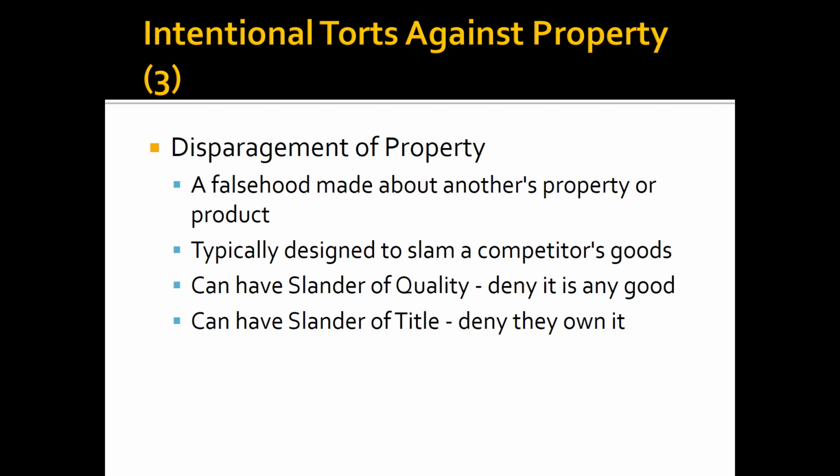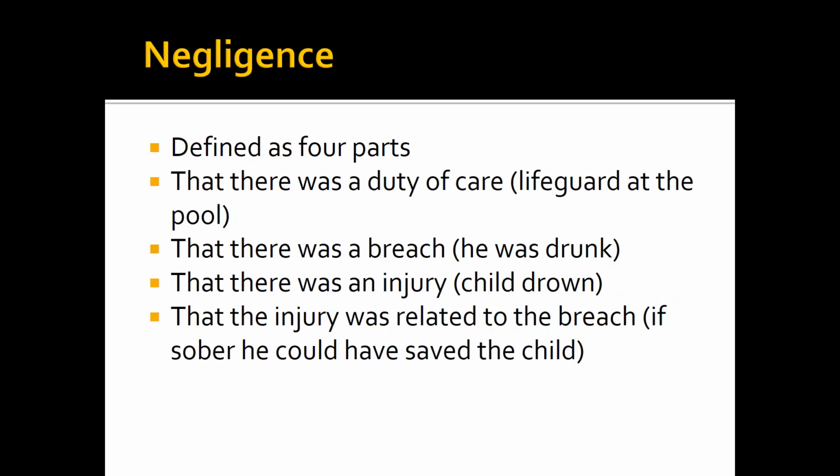Disparagement of property is essentially defamation of property. You slander quality or you slander title. So you say, oh, you're selling Ford automobiles, and you say, oh, Toyotas, they blow up. Yeah, there's a problem with the engine and they blow up and they throw shrapnel everywhere and they kill people. Well, that would be a slander of quality. You're denying that is a good product. You could also commit slander of title. Oh, he can't sell you that Toyota because he stole it. Again, if those two things are untrue, it's actionable that they could sue you.